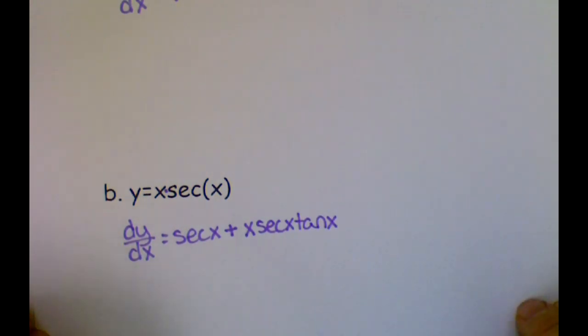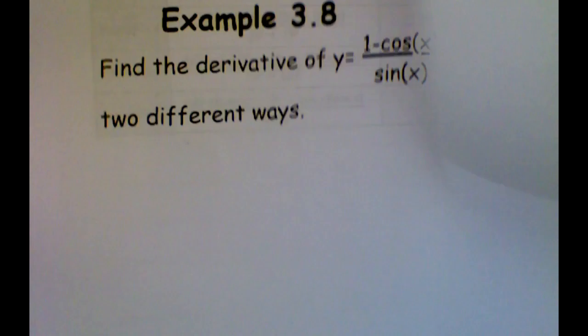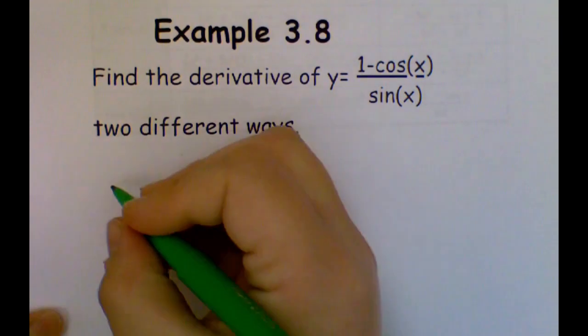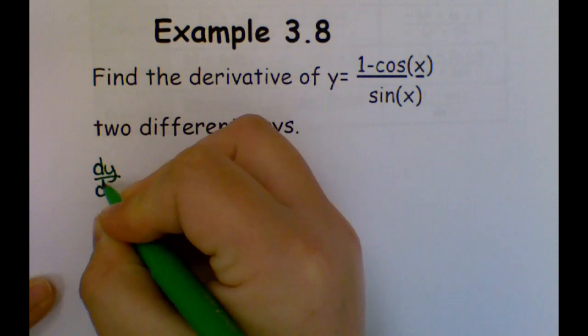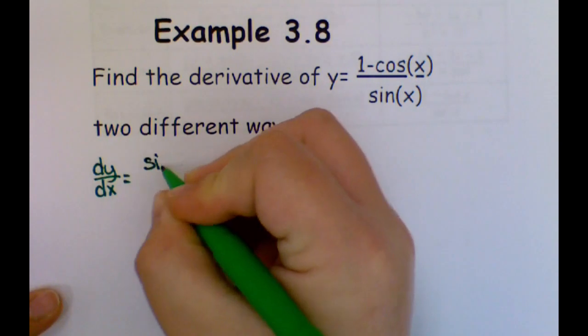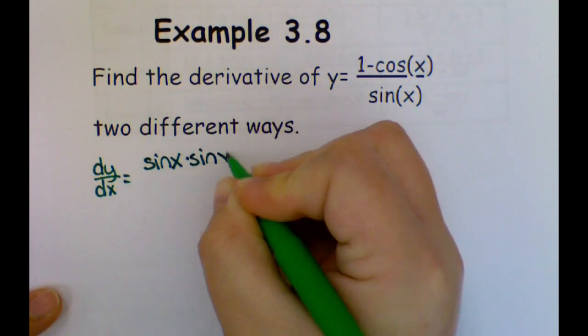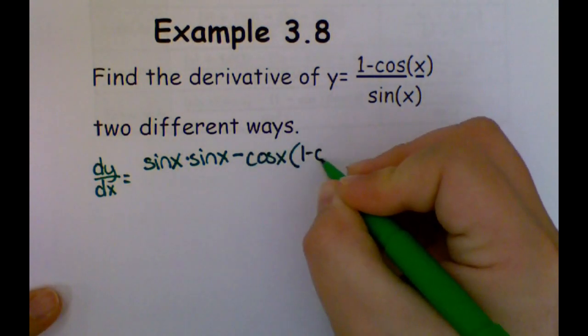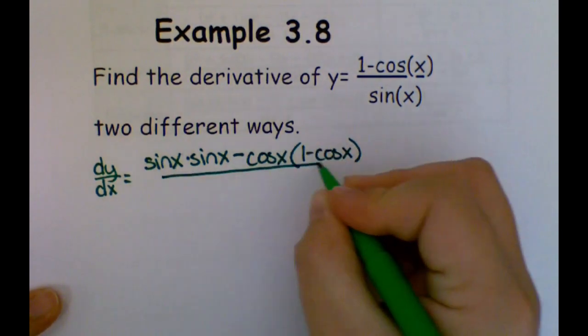All right, we're going to find this derivative in two separate ways. We're going to show that both of those ways work and give me the same answer. So the first way, I see division. I'm going to find it using the quotient rule. So dy/dx equals the derivative of the top, the derivative of 1 minus cosine of x, which is positive sine of x, times the bottom unchanged, minus the derivative of the bottom, which would be cosine of x, times the top unchanged, all over the bottom squared.